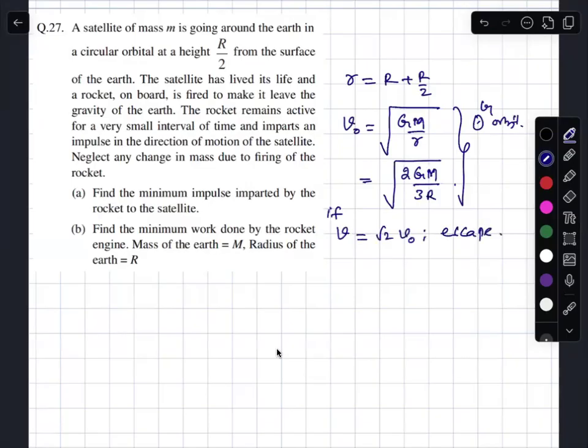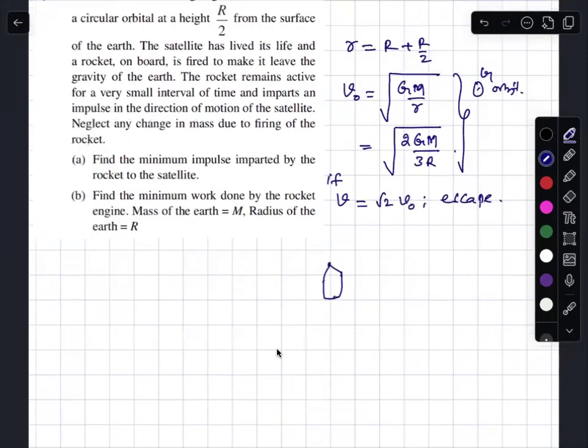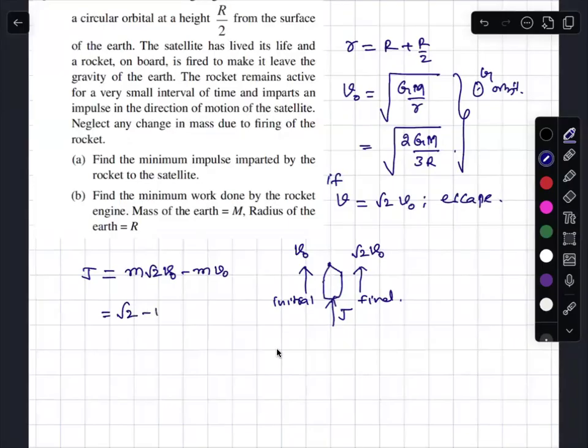If v becomes root 2 times v naught, it will escape. Very simple. So for the satellite, you are giving an impulse such that initially the velocity is v naught. Finally, the velocity is root 2 v naught in the same direction. So therefore, J is equal to m times root 2 v naught minus m times v naught, which is root 2 minus 1 times m v naught.